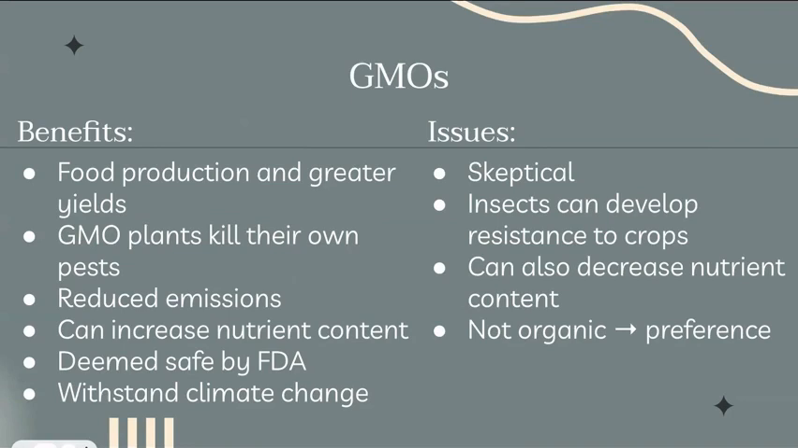Insects can develop resistance to crops. So while crops develop, we can genetically modify them to resist insects. Insects will then build a tolerance to those crops and eventually be able to get into those crops, which is something we don't want. They can also decrease nutrient content, so that'll come in at a later slide. And they are not organic. This basically just comes down to the preference of the individual, but for individuals who are looking for mainly organic diets, GMOs are not the way to go, so it can be inconvenient.